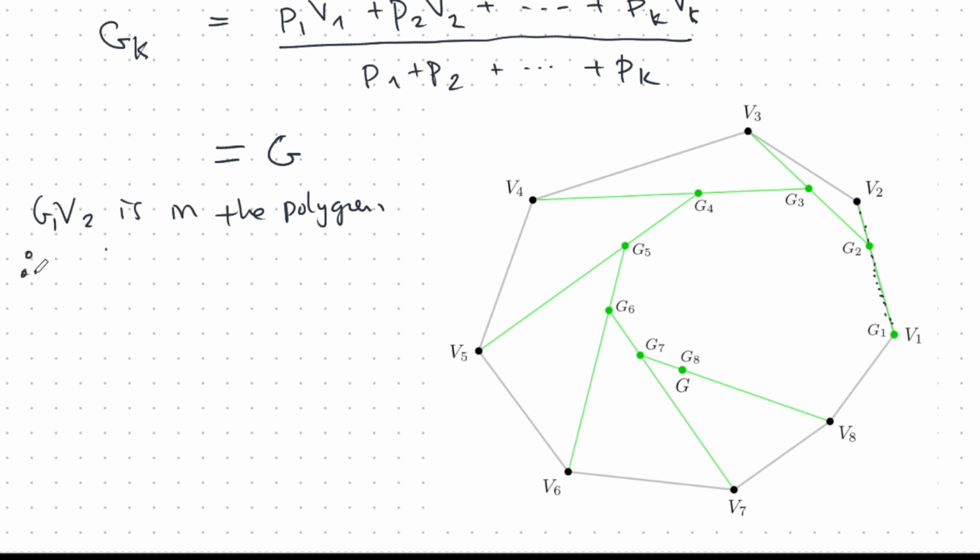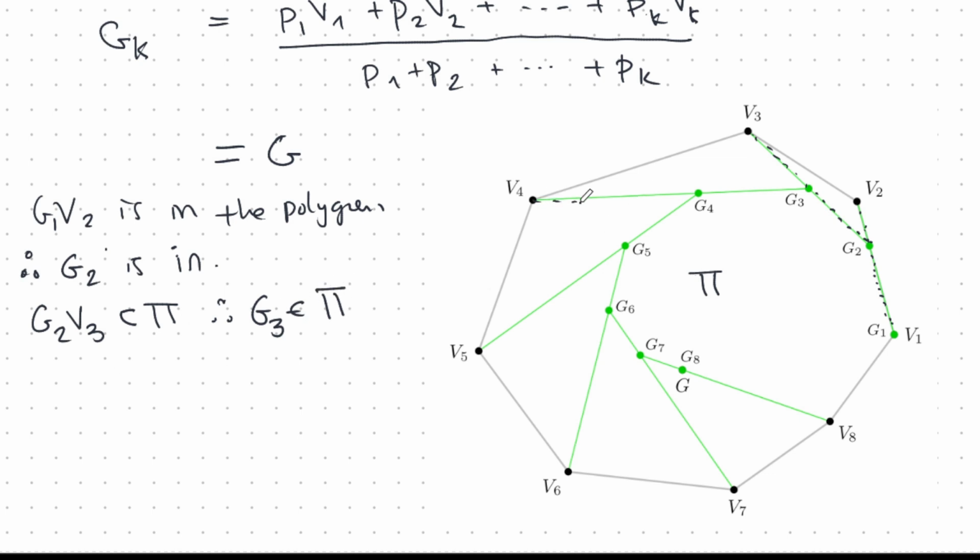So therefore, G2 is in the polygon. It's inside. Now, again, the same thing here. This segment, G2, V3, let's call this polygon pi. So G2, V3 is completely in pi. Well, yes, pi contains the boundary. So we can say it's a subset of pi. And therefore the point G3 is inside pi.